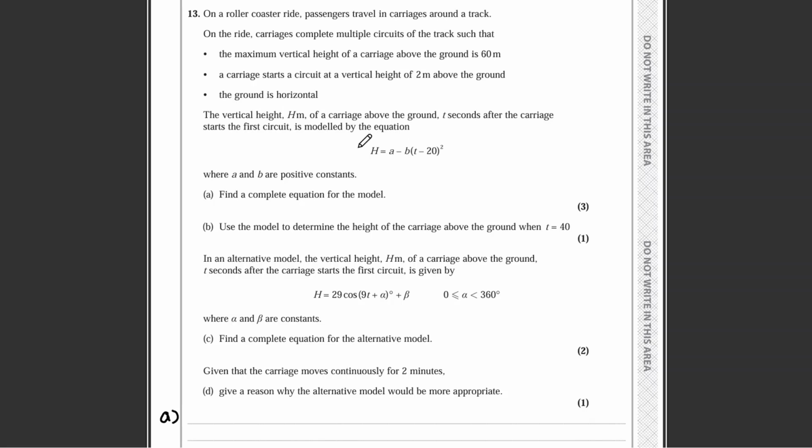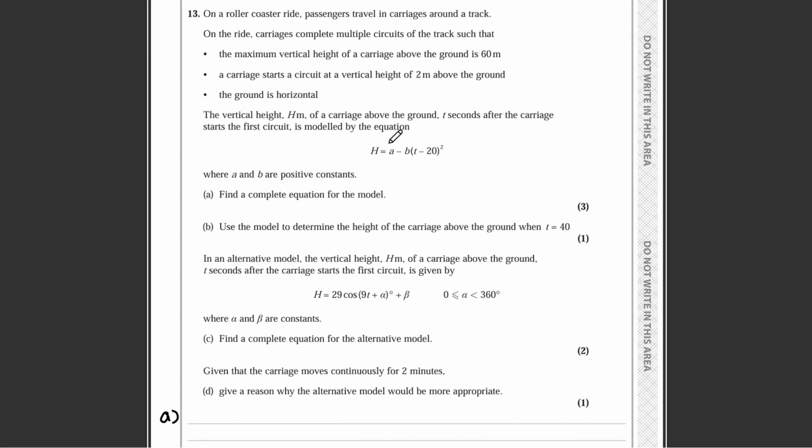And we have this here, where h is equal to a minus b t minus 20 to the power of 2, where a and b are positive constants. So for part A, we need to find a complete equation for the model for 3 marks. So essentially what you need to do, this is the equation here.